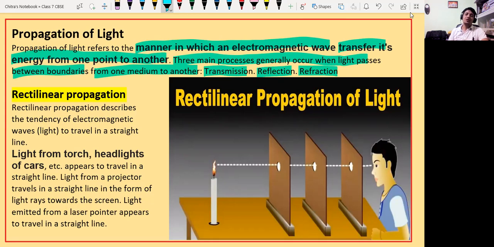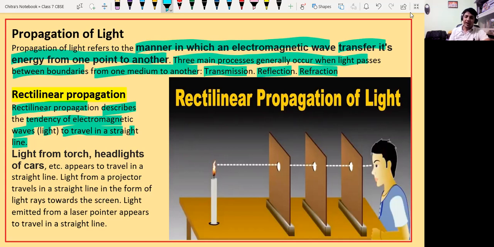Now we are going to discuss the rectilinear propagation of light. Rectilinear propagation of light is nothing but the propagation of light along a straight line path. It describes the tendency of the electromagnetic wave, which is nothing but light, to travel in a straight line path. To travel in a straight line path is the behavior of light, and it is called rectilinear propagation of light.